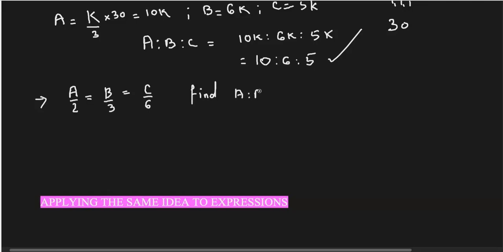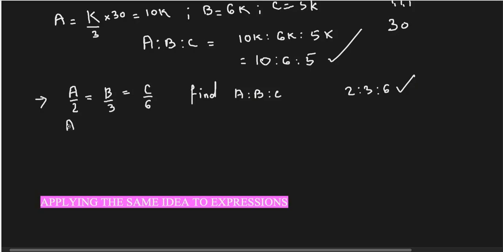This is very easy. If you have to write a direct answer, you can write a is to b is to c is 2 is to 3 is to 6 here. If it is in multiple choice or any other 1 mark problem, you can directly write a is to b is to c is the denominators, 2 is to 3 is to 6. How we'll get, I'll let you know.